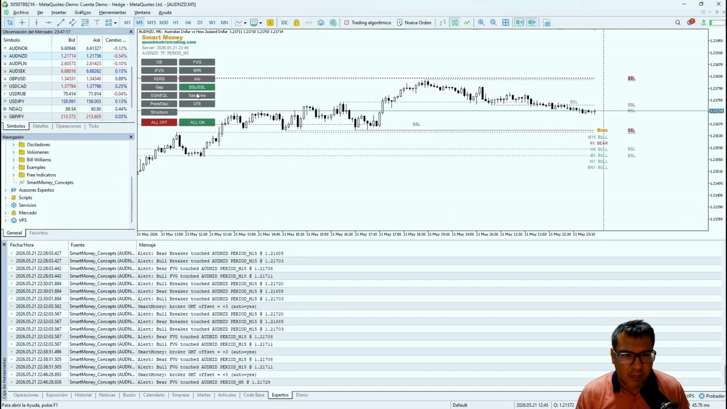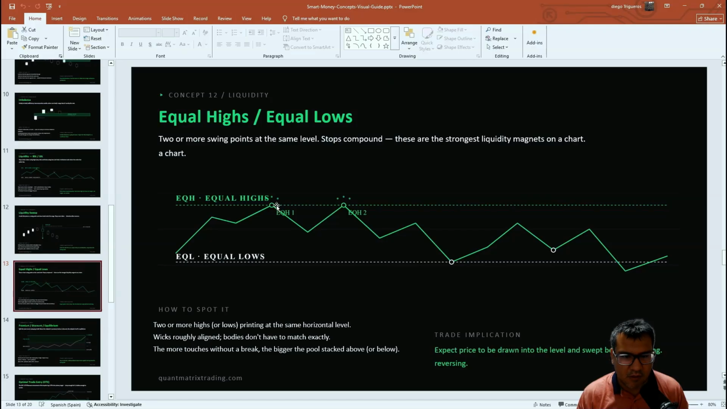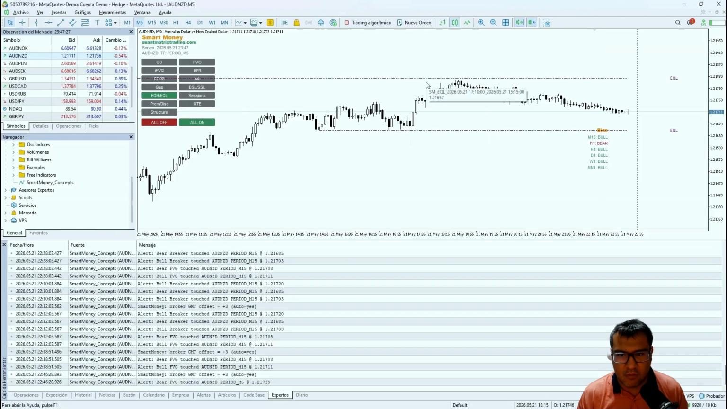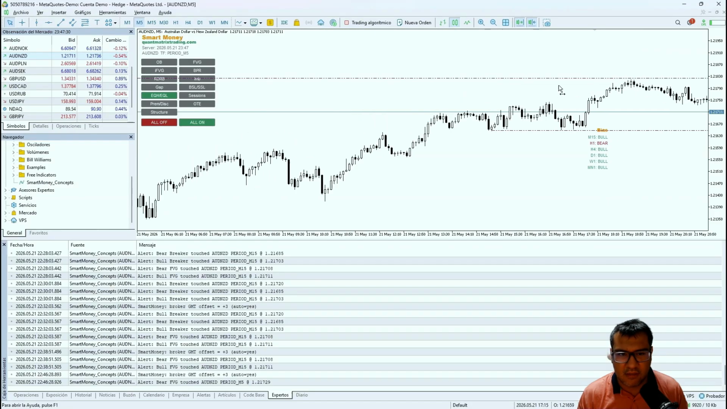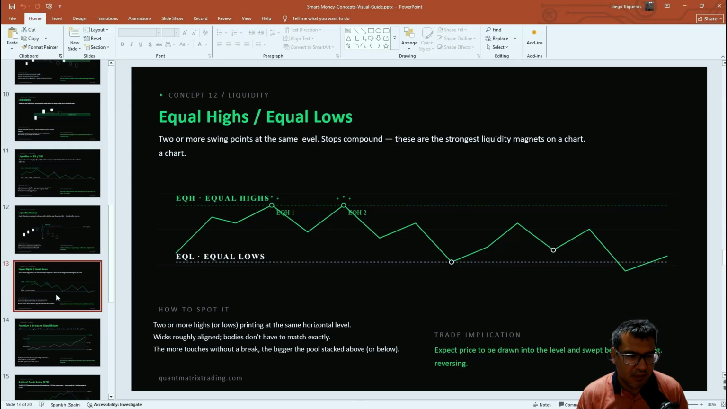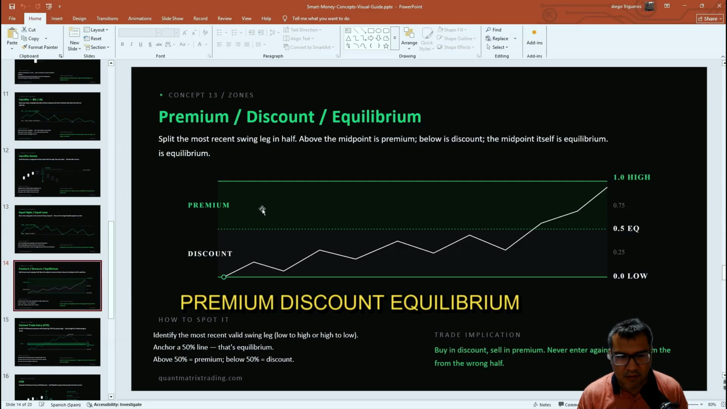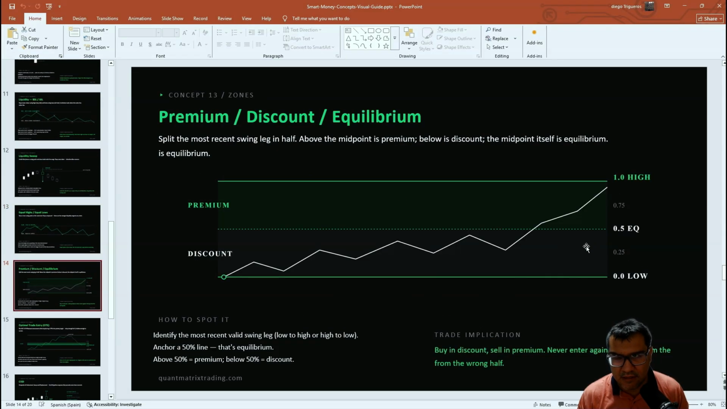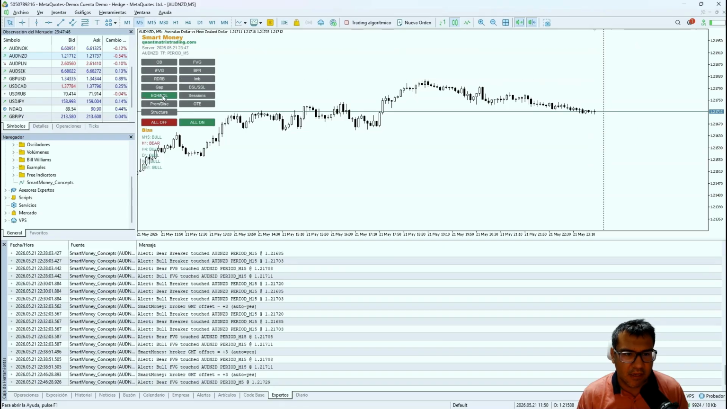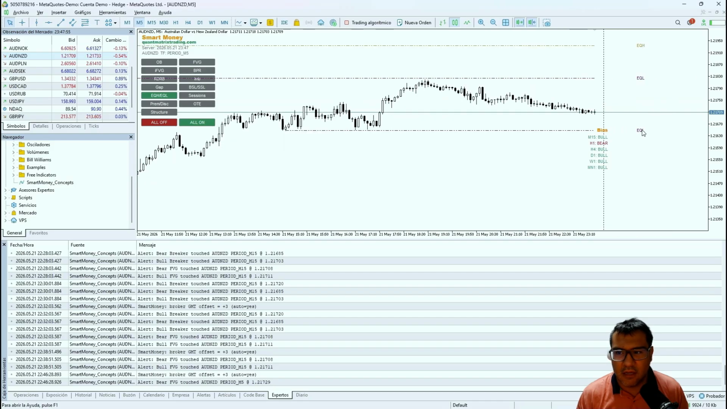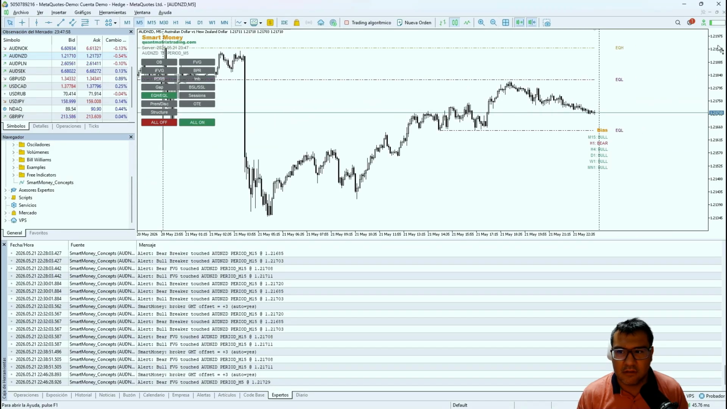Then equal highs and equal lows. You see, when you have highs and highs that are equal, it marks them. Low and low, it will mark, and high and high, two highs, it marks them. Another concept is premium, discount, and equilibrium. It marks the highest and the lowest and the middle. So yeah, it was already marked there. So you see here, equal high, equal low, and it marks the middle.